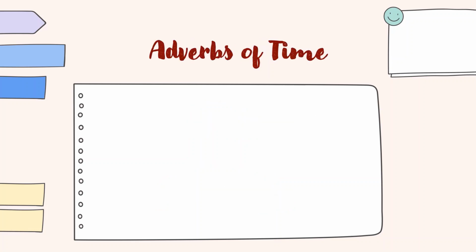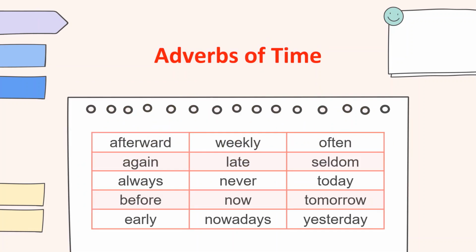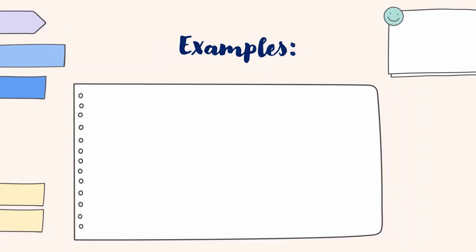Moving on, we also have the adverbs of time. These tell when an action happens. These are regularly written after the verb and after the object, if any. These are some examples of adverbs of time. Let's look at the following sentences.